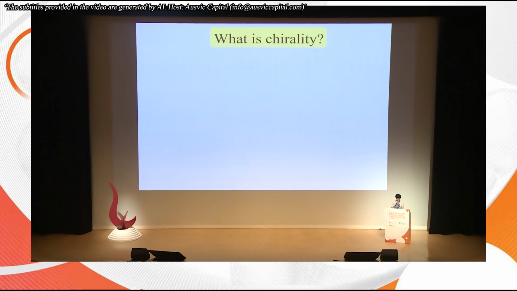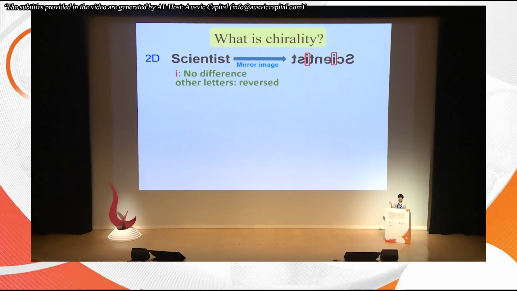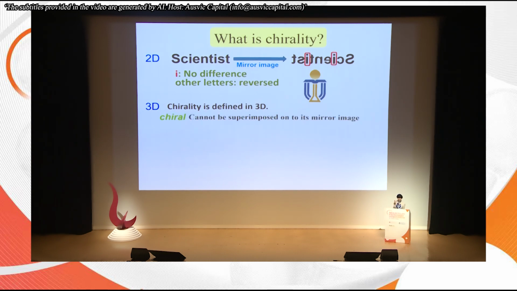You never heard about this. So chirality, this is a two-dimensional case, the letters of the word scientist; if you make a mirror image of this, no difference, but all other letters are reversed. Look at the symbol of HKUST. That's a complete mirror image, isn't it? So there's no chirality. But in fact, chirality is defined in the three-dimensional world. And if the object cannot be superimposed on top of its mirror image, just like a hand, right hand becomes left hand, they are different things, so that is the representative of chirality.